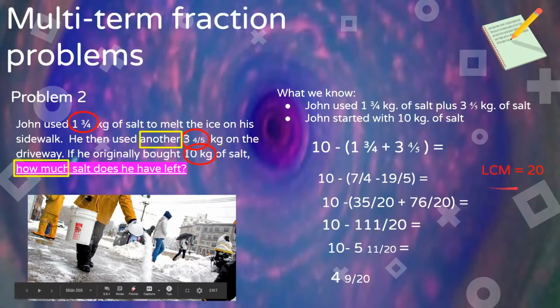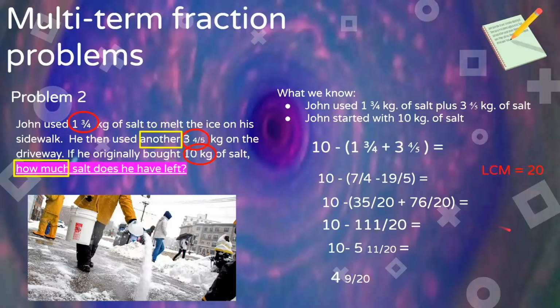We can figure it out: 4 times 5 is 20, or we can do a multiplication chart if we need to. Hopefully with these lower numbers, you can recognize how to solve these problems. So, okay, let's look at what we have. We have 10 kilograms, which is what he started with. He's going to subtract 1 3/4 and 3 4/5, so he's going to subtract 7/4 and 19/5. That's our improper fractions. Let's go to our lowest common multiple.